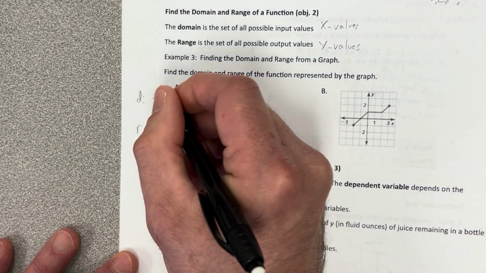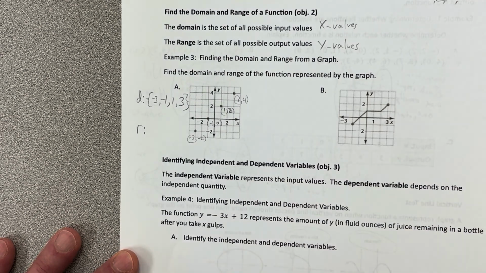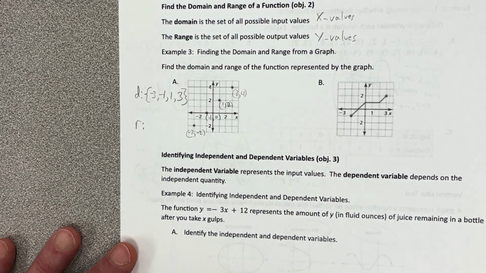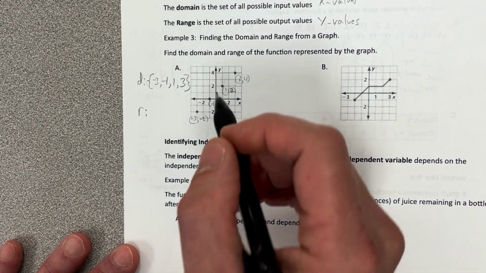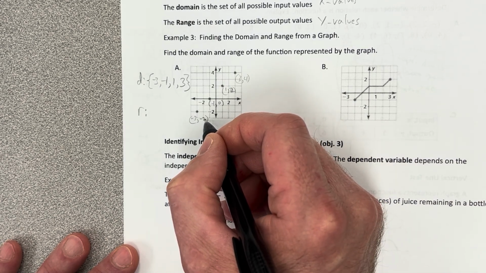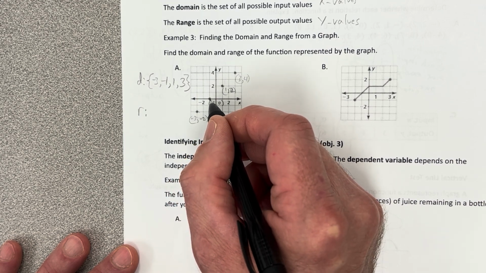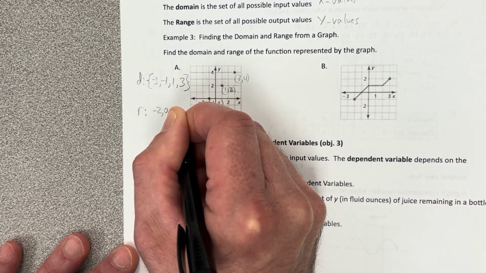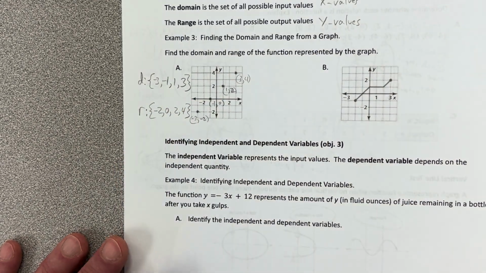And when you make a list like this, you can do the kind of bracket thing. Don't know what those are called actually, but yeah, that's what we learned in the video, is how you make a set. And then for our range, for our outputs, we're going to look at our y values. The outputs are our y values. So we've got -2, 0, 2, and 4. Okay, and that's how it's done.